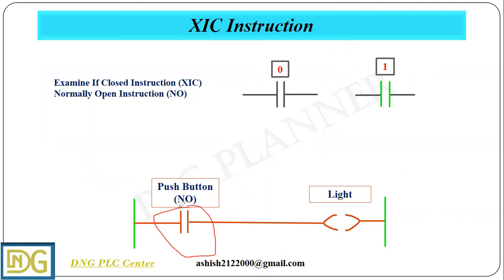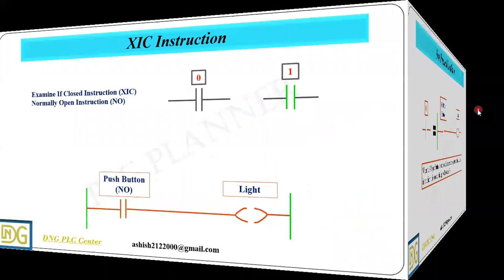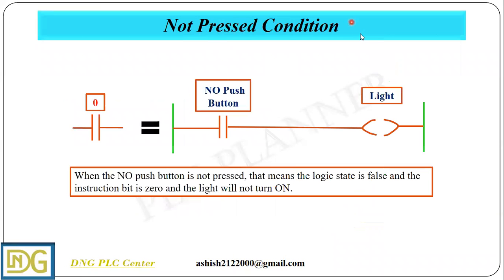On the left side, we will connect our XIC instruction, which can be given the name of a push button. And on the right side, we will connect a light, which is connected with the help of an output instruction coil. Next, the not press condition.